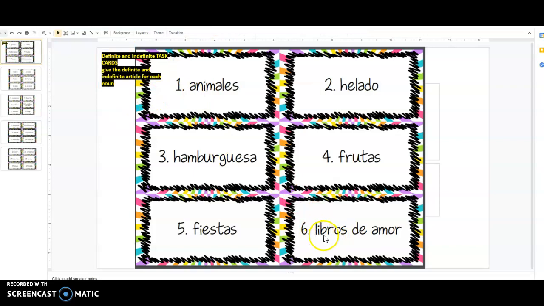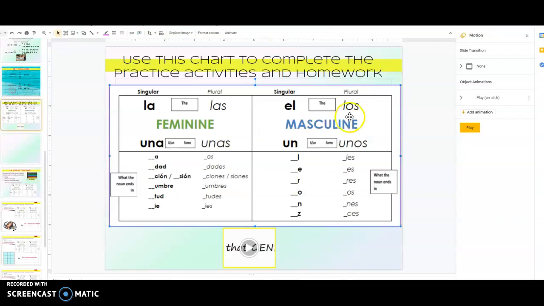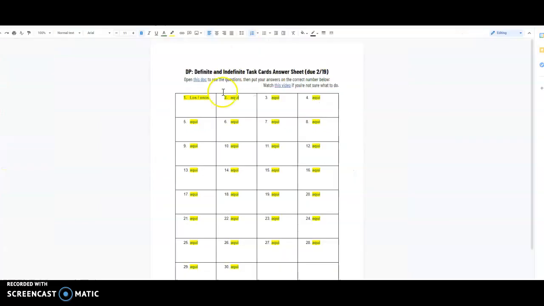Now, when you get into some like number 6, where you have several words, it's always going to be referring to the first word. Libros, it ends in an OS, so that is the ending that you're going to look for. I keep losing my page. It ends in an OS, so therefore you know right here that your 2 articles are going to be los and unos. So easy peasy, go through. You have 30 total.